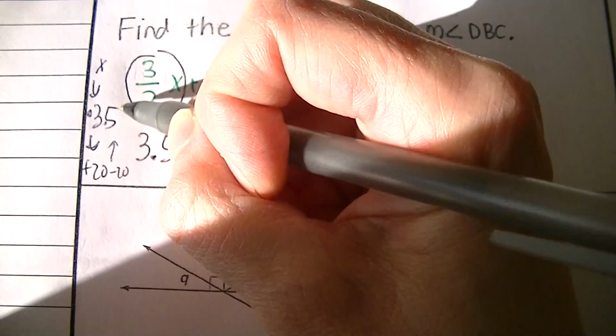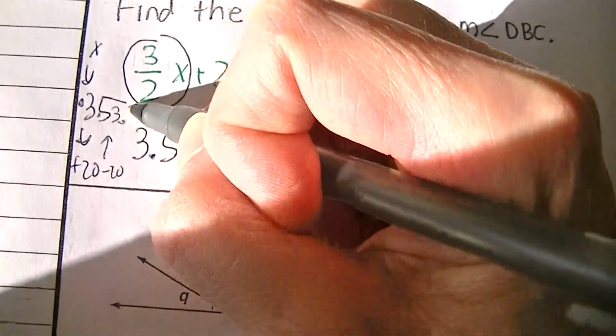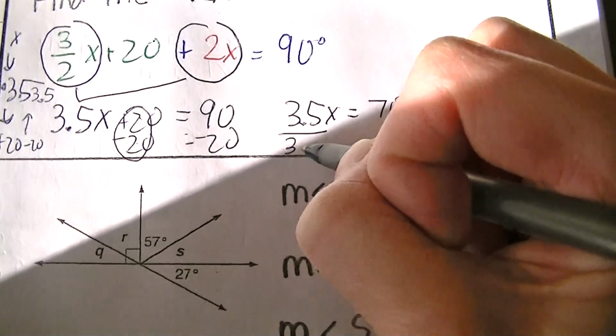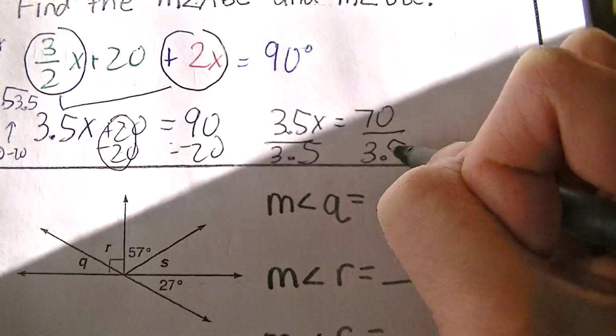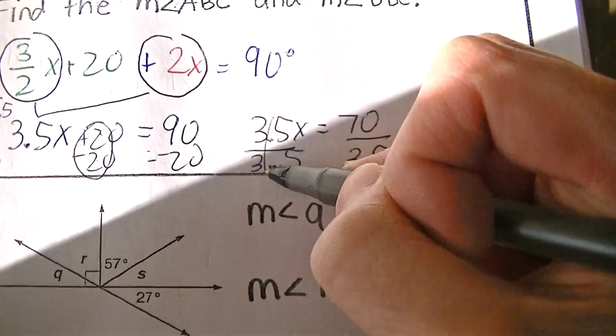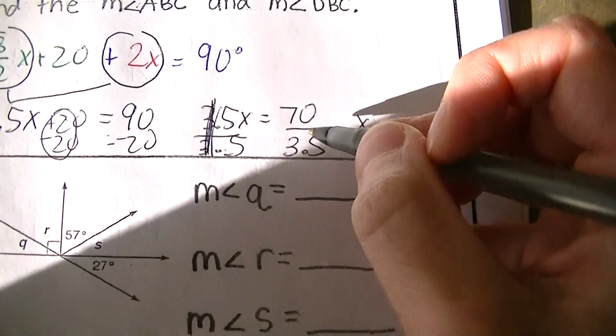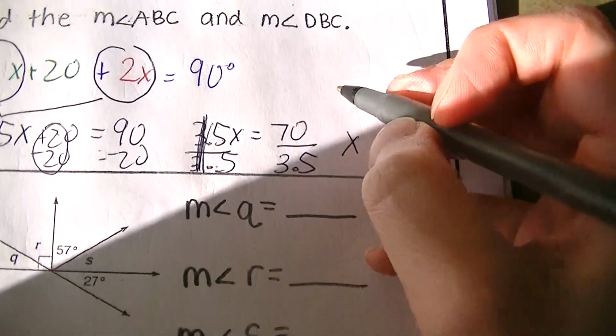Okay, now I'll go back up now that I've simplified it. The inverse operation of multiplying by 3.5 is to divide by 3.5. Sorry, it's so sloppy. We do that to both sides of that equal sign. Okay, and then 3.5 divided by 3.5 is 1. 1 times x is x. 70 divided by 3.5 is 20.